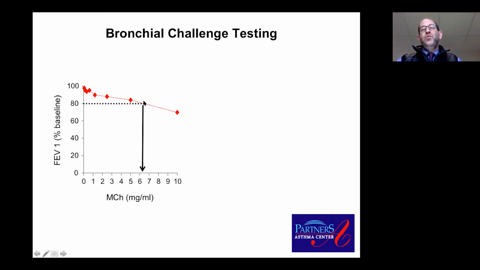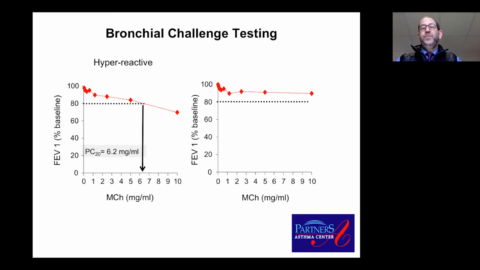And then when you get to a 20% decrease, going from 100% to 80% of the baseline, you can see that that's at a little over 6 milligrams per ml of methacholine. That is called hyperreactive, and that's because it's less than 8 milligrams per ml, which is our defined threshold. You can see here's an individual that decreased a little bit, but never actually decreased to 80% of their baseline. So this is a negative study, and anything that's less than 8 is viewed as positive for airway hyperreactivity.